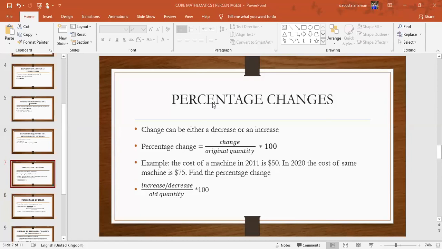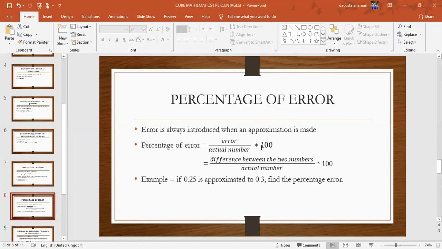As you can see, it's the same as the percentage change. Percentage change is the change, either the increase or decrease, over the original quantity times 100. And the percentage error is equal to the error over the actual number times 100. So there are some similarities there. Okay, so the question is: if 0.25 is approximated to 0.3, find the percentage error.